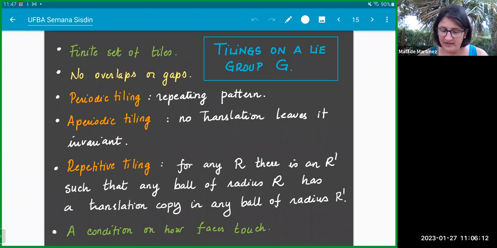So this idea is that you have a finite set of tiles, you cover your space with them with no overlaps or gaps, and with some condition on how the faces touch. And this notion that the tiling is periodic or aperiodic or repetitive makes sense in the floor R2, but also on any Lie group G. You can define what a tiling is on any Lie group, with the translations in the group used to say whether the thing is periodic or repetitive or whatever, okay?